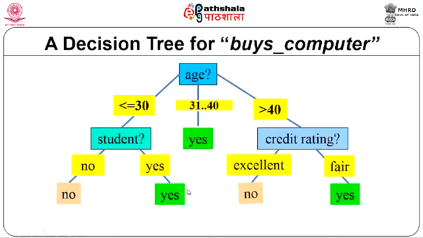So, based on this, drawing this tree, if he is not a student, he does not buy; if he is a student, he buys. Now, if the age is greater than 40, credit rating matters. If it is excellent, he will not buy. If it is fair, he may buy. This is with the data; we do not know whether it is correct or not. This is from the examples that we have got.